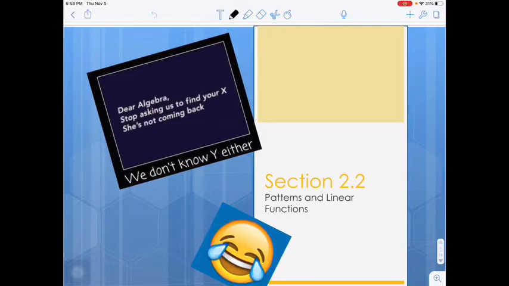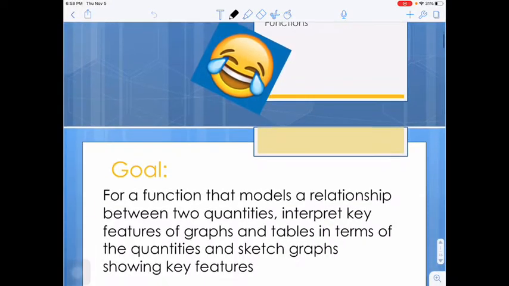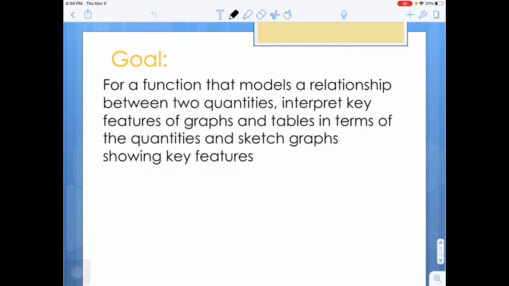Section 2.2 is patterns and linear functions. Our goal is for a function that models a relationship between two quantities, interpret key features of graphs and tables in terms of the quantities, and sketch graphs showing key features.